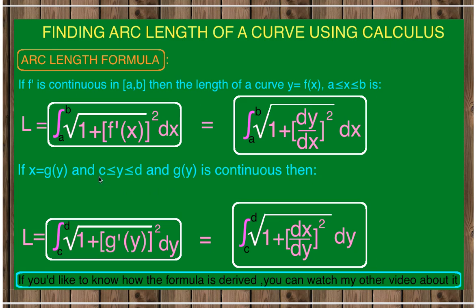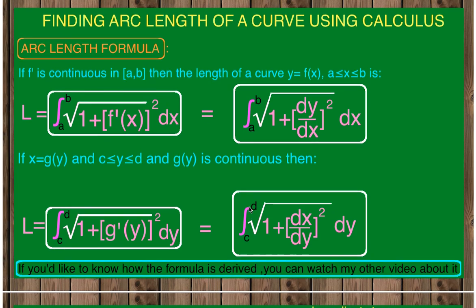And if you're calculating the arc length with respect to y, then instead of f prime of x, you're going to use f prime of y with respect to dy. And you can substitute f prime of y to dx over dy, which is the first derivative of the function. If you would like to know more about the geometric interpretation and how this formula is derived, you can watch my other video. Now we're going to start example 1.